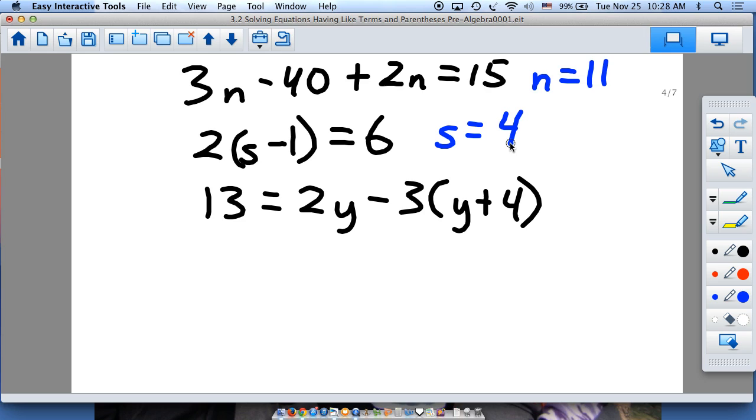And on the last problem, y should equal negative 25. Hopefully you did well on those.